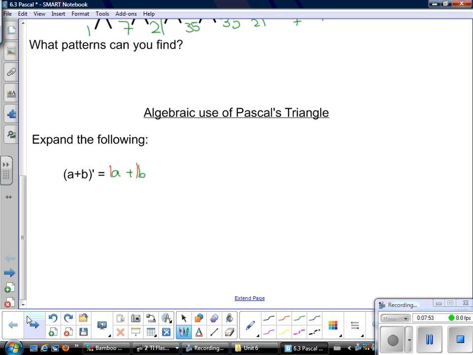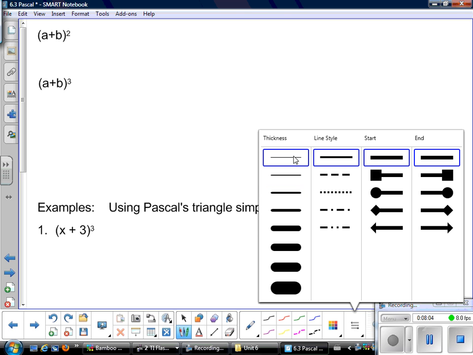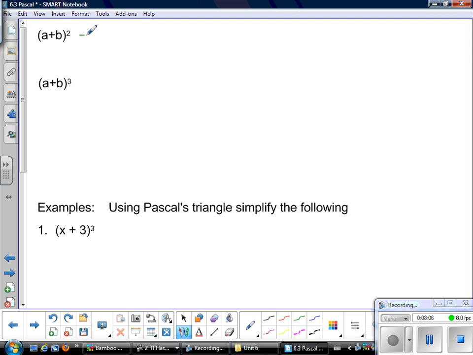Okay, let's go and look at the next page, and this time let's expand this one. Now this is a special pattern. It's a perfect square. So with a perfect square, it is this number squared, which is a squared, this times 2, which would be 2ab, and then finally the last number squared, which would be b squared.